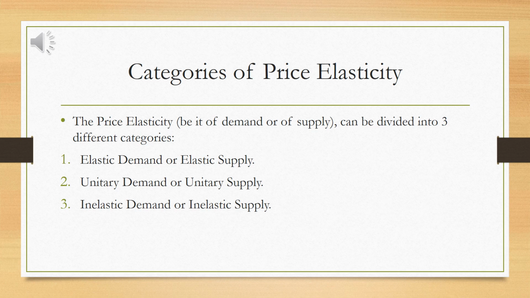The price elasticity of demand and the price elasticity of supply can be divided into three different categories. We can speak about elastic demand or elastic supply, or we can speak about unitary demand or unitary supply, or we can speak about inelastic demand or inelastic supply.